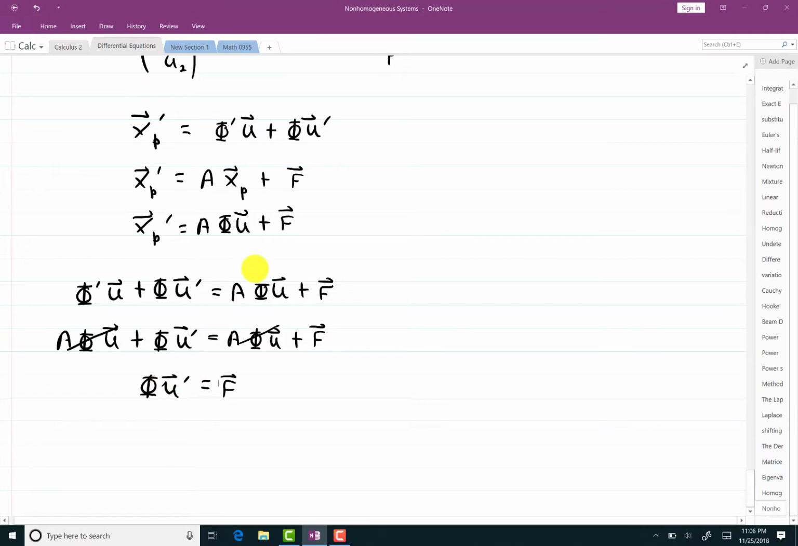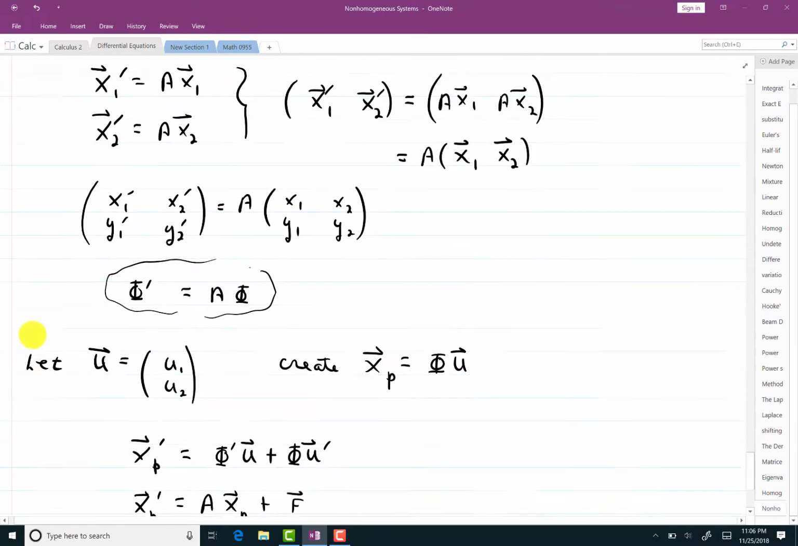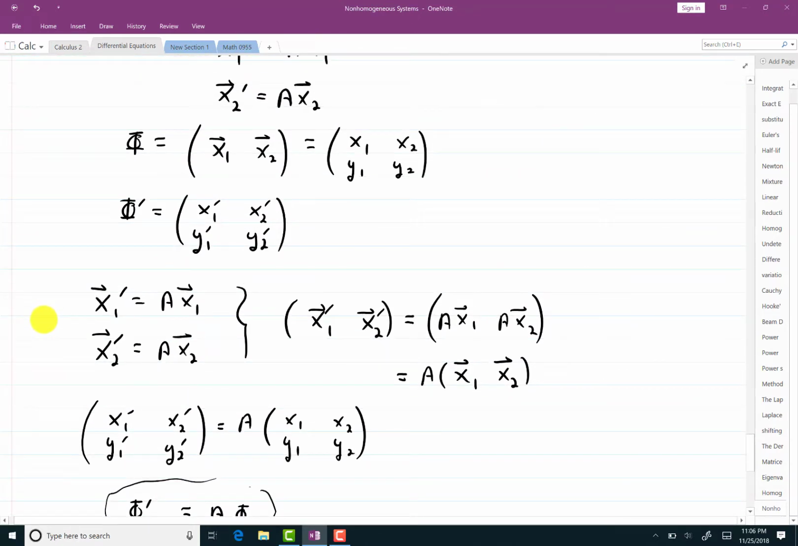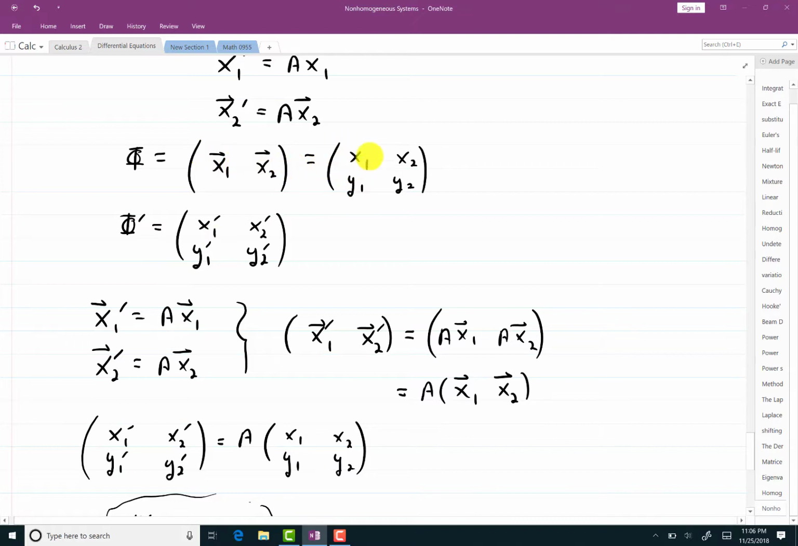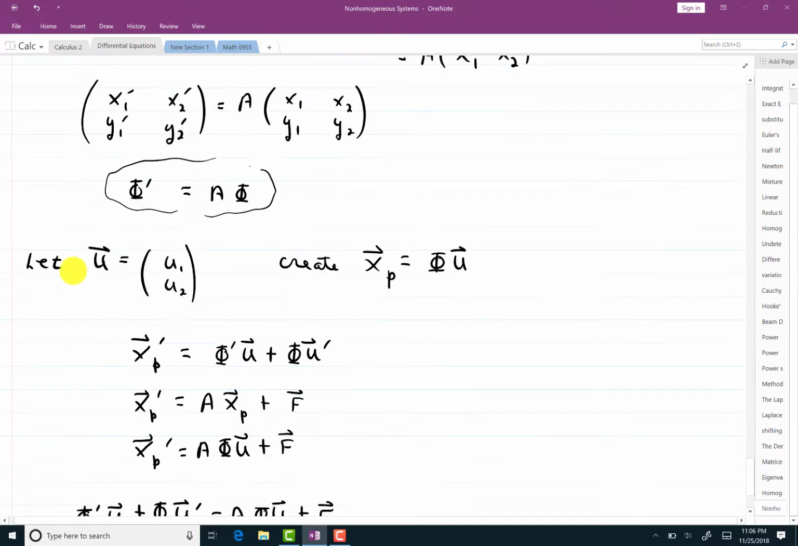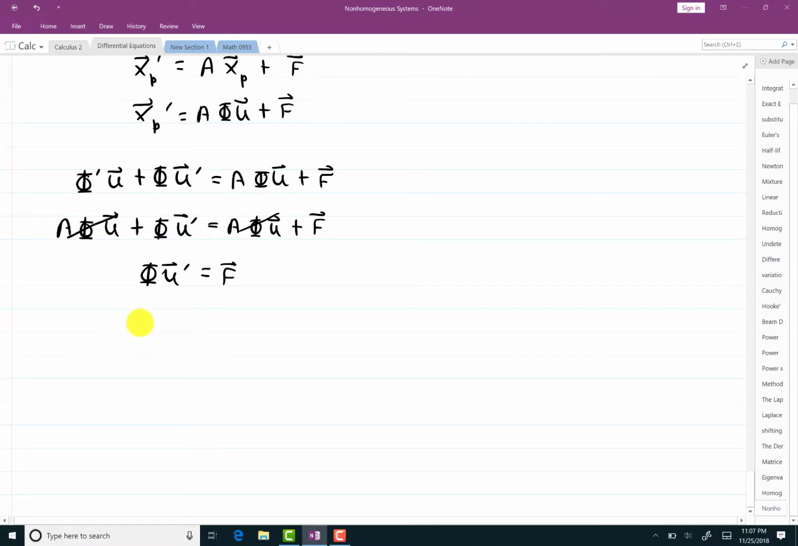Now, let me come back here for a minute and talk about phi for just a second. Each of these vectors in phi were solutions to the homogeneous system. With that in mind, they're linearly independent. So the point that I'm making is that the determinant of this matrix will not be 0. That means I can take its inverse. So let me go ahead and do that. u prime will equal phi inverse f. And you have to do that on the left-hand side. Multiplication with matrices is not commutative.